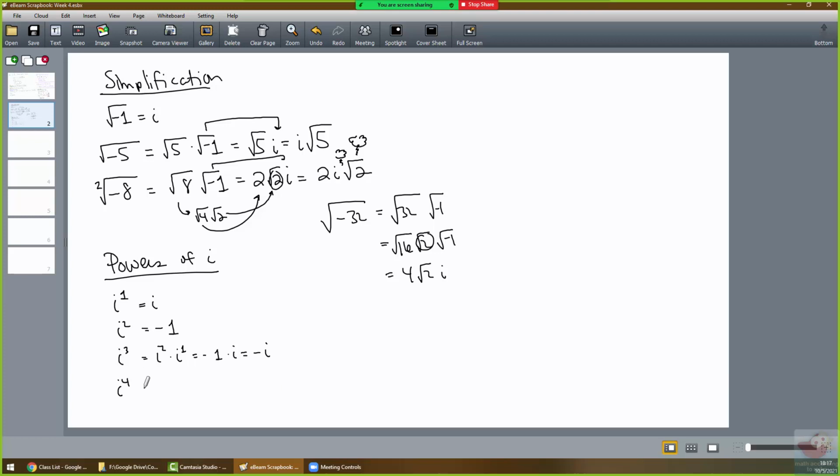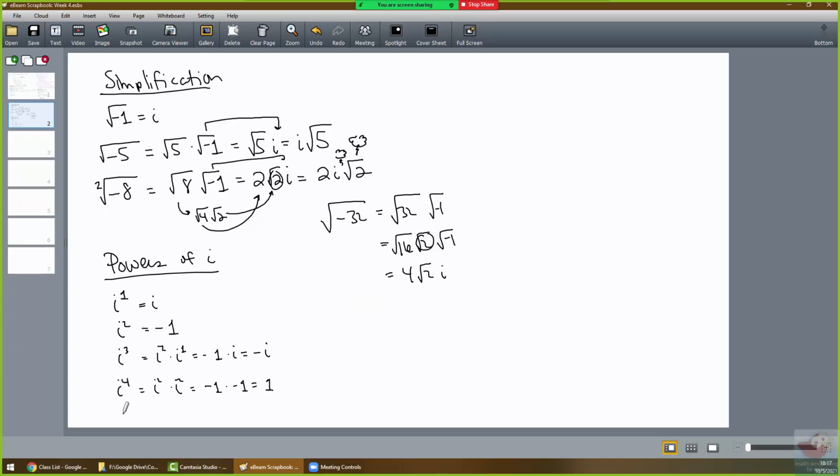And i to the fourth can be written as i squared times i squared. Well, that's negative 1 times negative 1, which is the same thing as 1. So far, not too exciting. Cool. We're raising i to different things and we're getting different things.